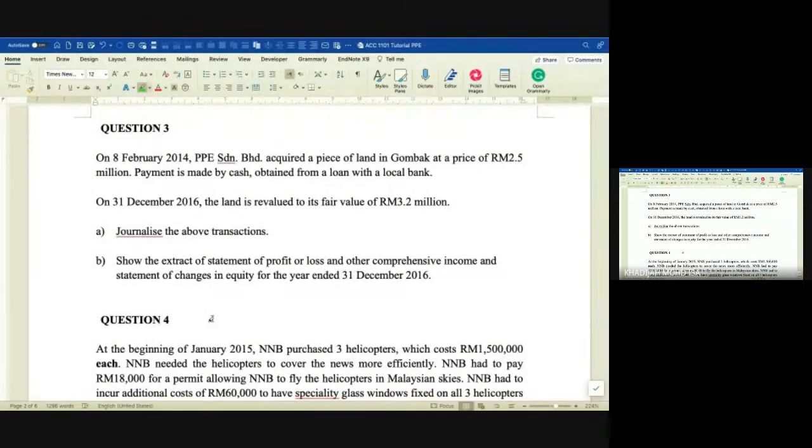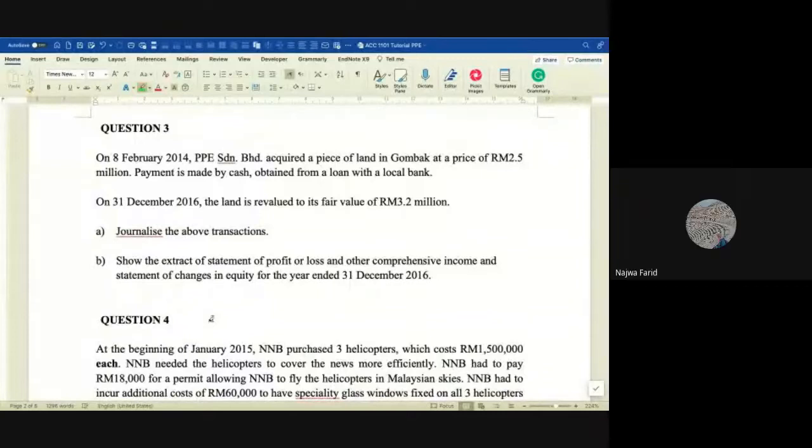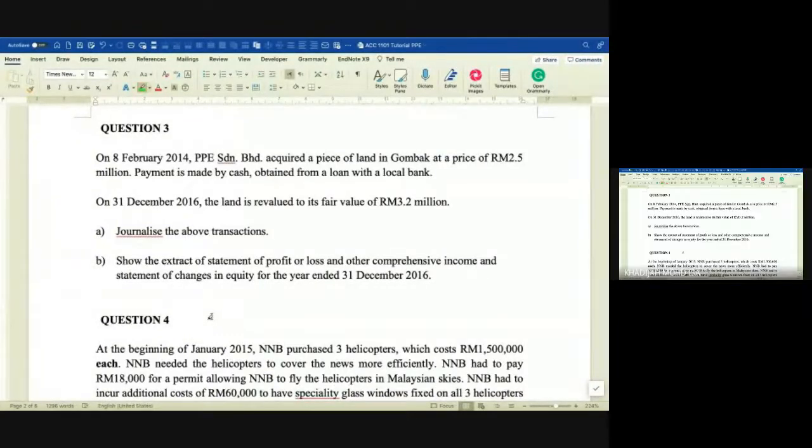In this case, we do not credit your bank loan, because you did not get the loan in order to pay for the land. The bank does not pay the loan directly for the land, right? The bank gives you the loan and then the company uses the money to pay for the land. So that's why in this case you credit your cash rather than your bank loan. Is that clear? Yes. Okay, so that's the first transaction.